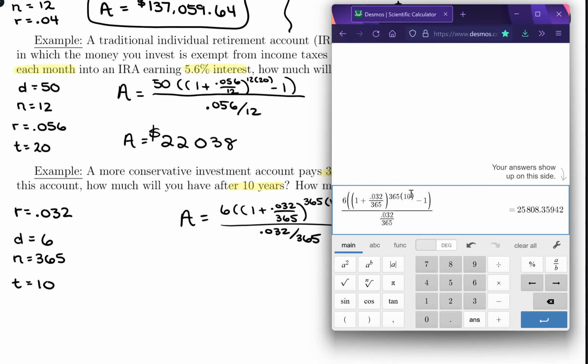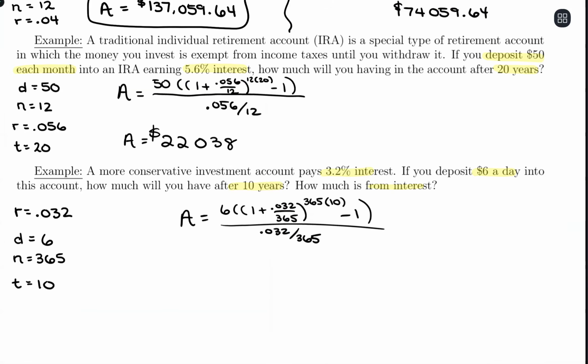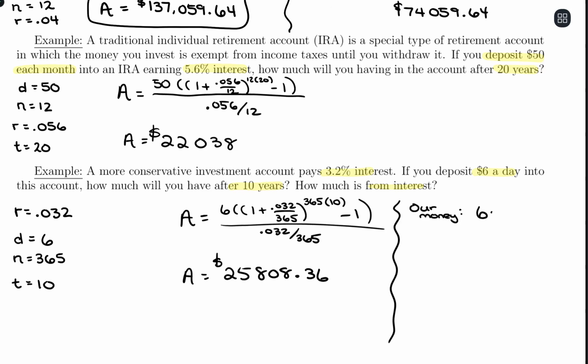So $25,808.36. All right, so that would be how much we have after 10 years. In terms of how much is coming from interest, well, if we think about how much of our money has gone into this account, we have $6 a day. So in 1 year, that would be 6 times 365. And then we're doing that for 10 years. And then we would multiply that by 10.